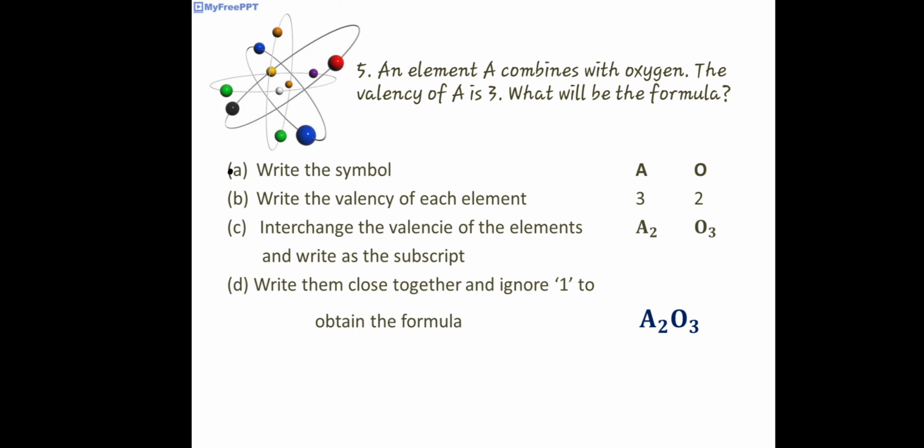So write the valency of each element. We have 3 and 2, then interchange it. So yun na, i-swap lang. So A now has a 2 subscript and oxygen now has a 3 subscript. Write them close together. Ignore 1 to obtain the formula. Since walang 1, all of the numbers are 2 and 3, so you have to write the subscripts. So A2O3. Okay, so that's it.